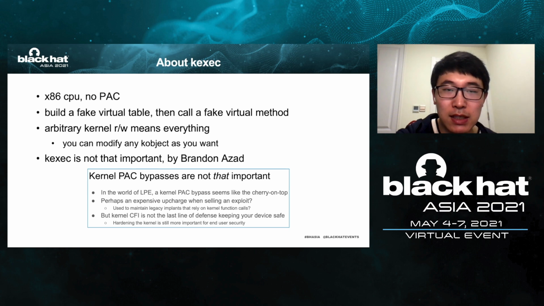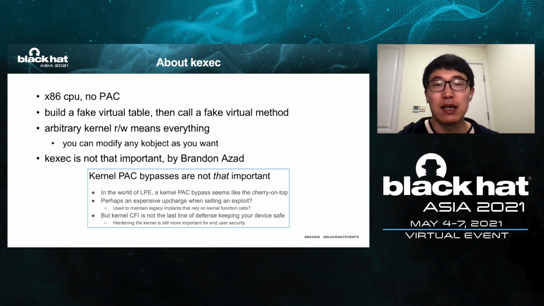Now let's talk about kernel code execution. Since this is an x86 CPU, there is no protection such as PAC. So find a suitable kernel object and forge a virtual function. Then trigger the virtual function from user mode. You can achieve the goal of kernel code execution. I will not expand on it here, and in most cases, you can already escalate to root by arbitrary read-write. Usually this is enough. Only in some special scenarios do we need to call kernel functions. So kernel code execution is not that important, as Brandon mentioned before.